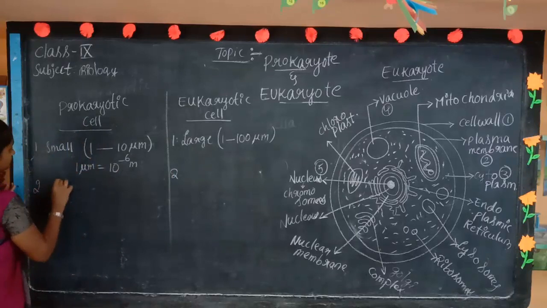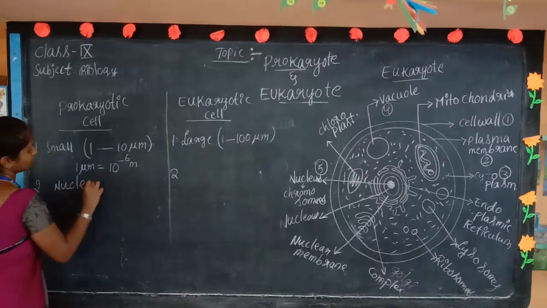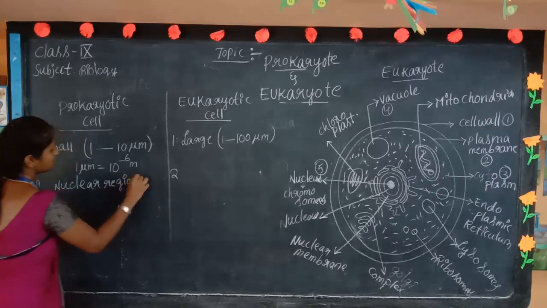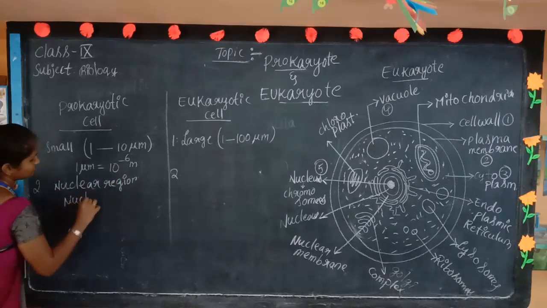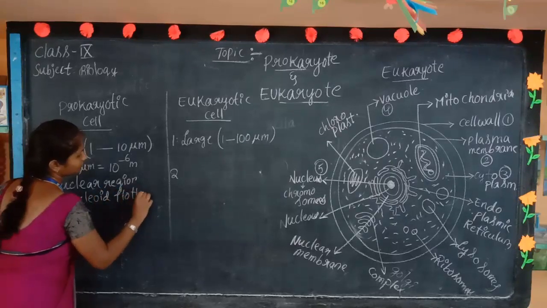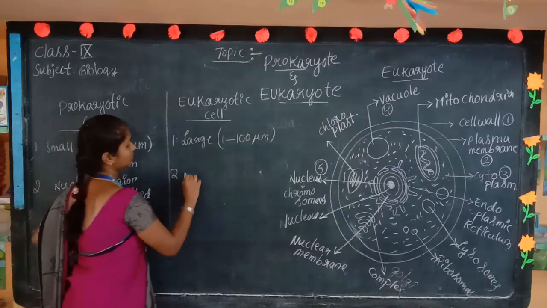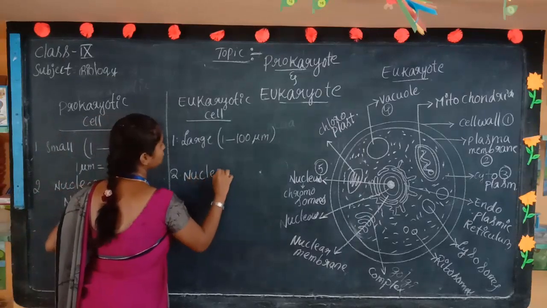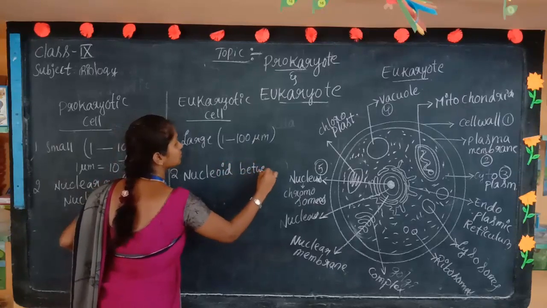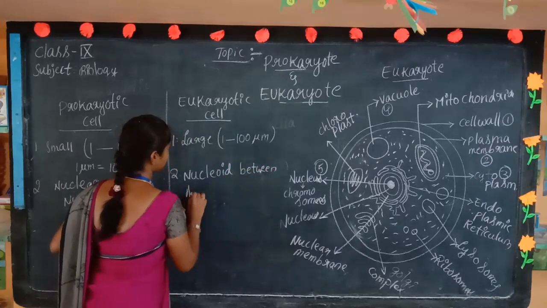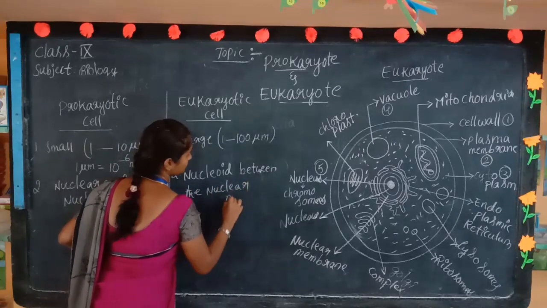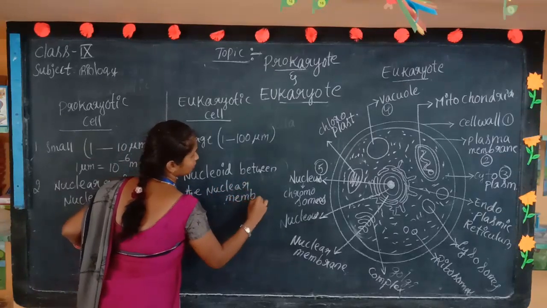The nuclear region. In the nuclear region, what are the differences? Here, the nucleoid is floating. And here, the nucleus is between the nuclear membrane. Okay.